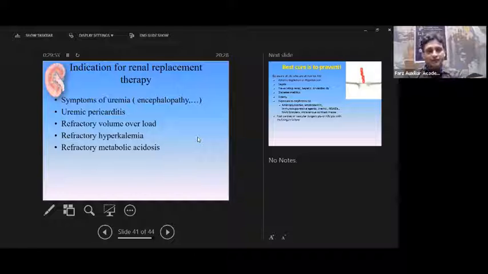Then, what are the indications of renal replacement therapy? That is when the patient has symptoms of uremia, that is encephalopathy, uremic pericarditis, refractory volume overload, refractory hyperkalemia, and refractory metabolic acidosis.